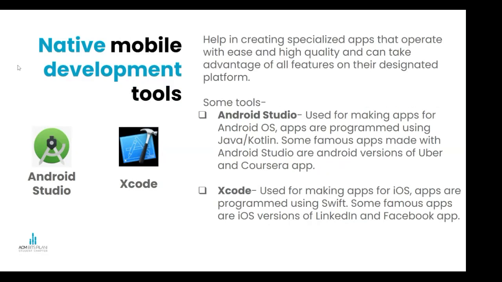Native mobile development tools are used to create specialized apps for a platform, and they can actually take good advantage of the features which are present on that platform. So for example, Android Studio can very well make use of the abilities of the Android OS, while Xcode can make use of the abilities of the iOS. Android Studio is actually programmed using Java and Kotlin. These are just programming languages. You can learn about them more later.